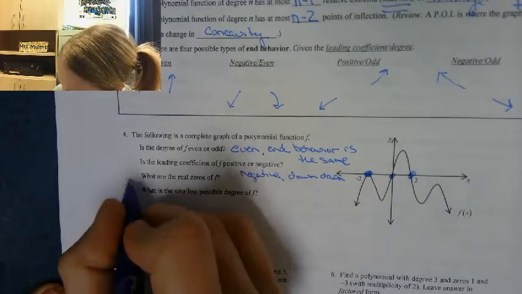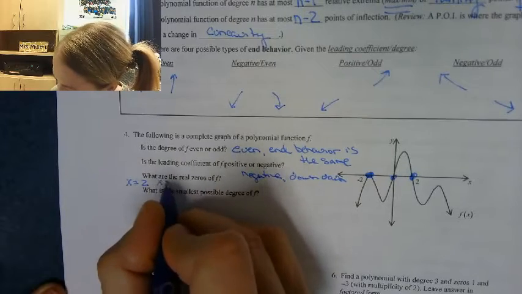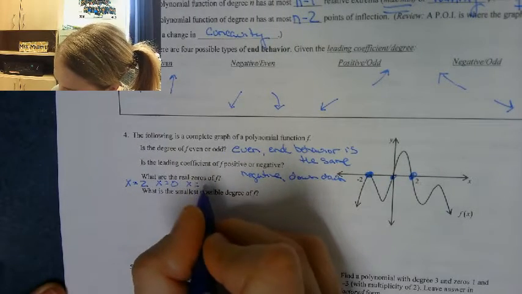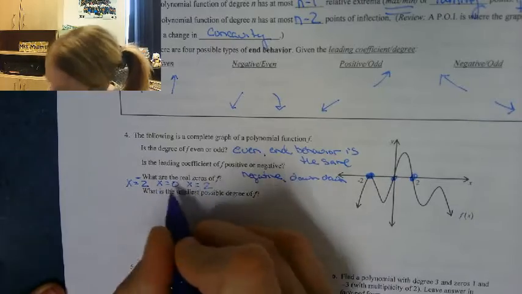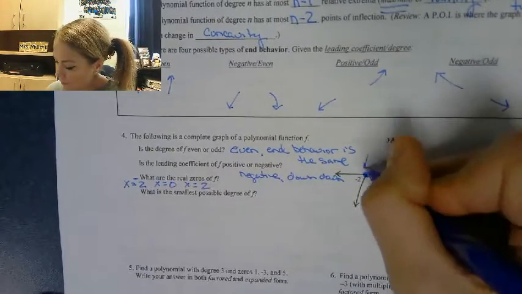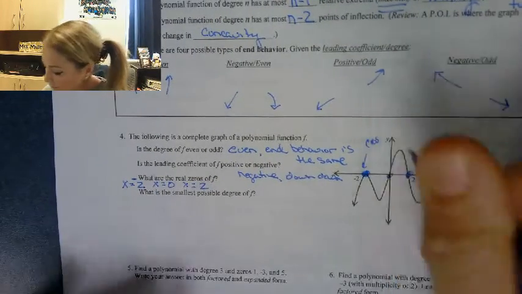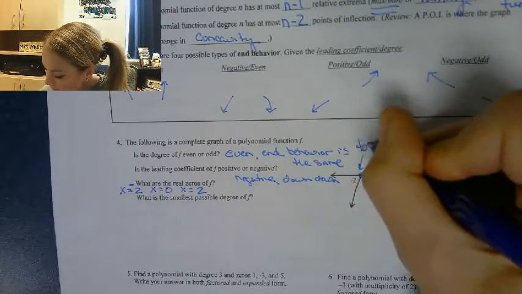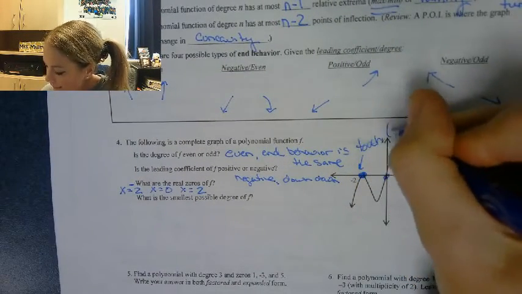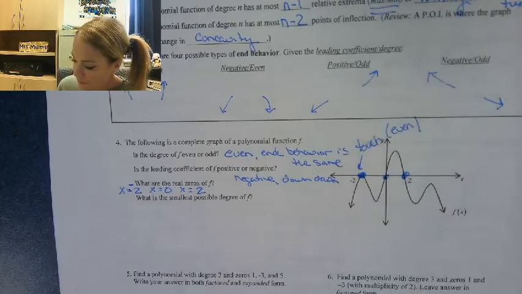The real zeros are x equal to 2, x equal to 0, and x equal to, let's put negative 2 there. Let's go in order: negative 2, 0, and 2. So this is a cross. This is a touch. Sorry, I'm trying to hurry. This is a touch, so this is going to be an even multiplicity. So we want to keep that in mind.